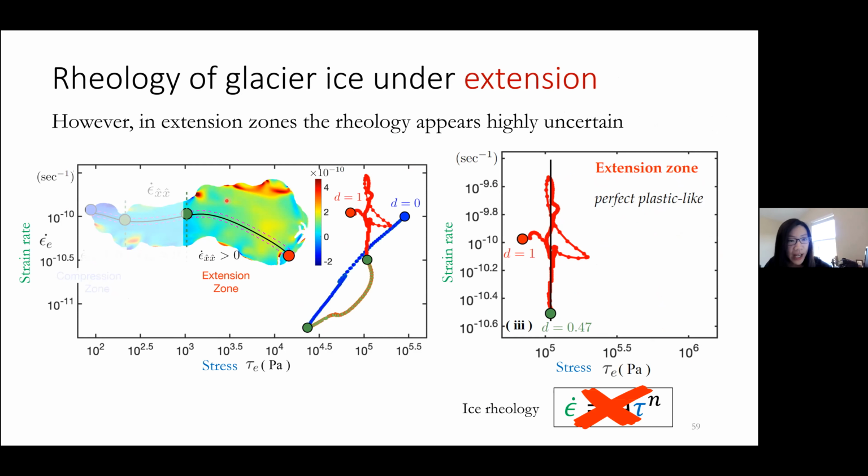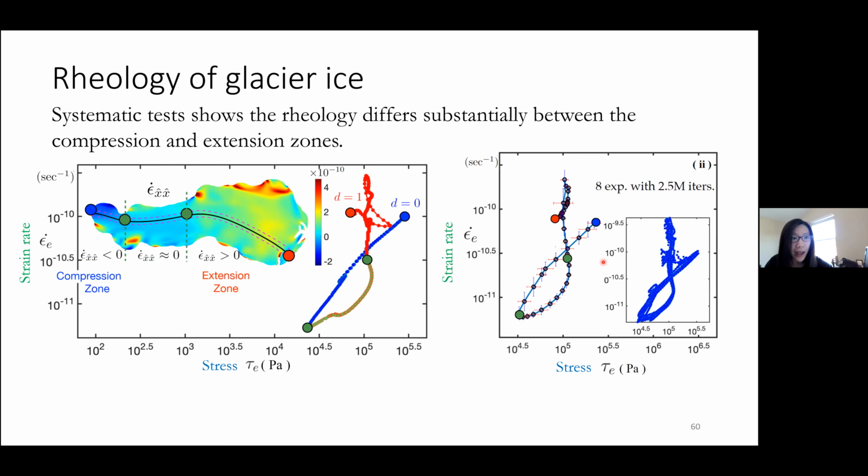However, if we now move down to the extensional zone, it's unclear that a power law model is a good description of our stress and strain rate relationship. And we're still trying to understand what caused this kind of behavior. So if we look at this entire flow line, we see a clear difference between the rheology in the compression zone and the extensional zone.